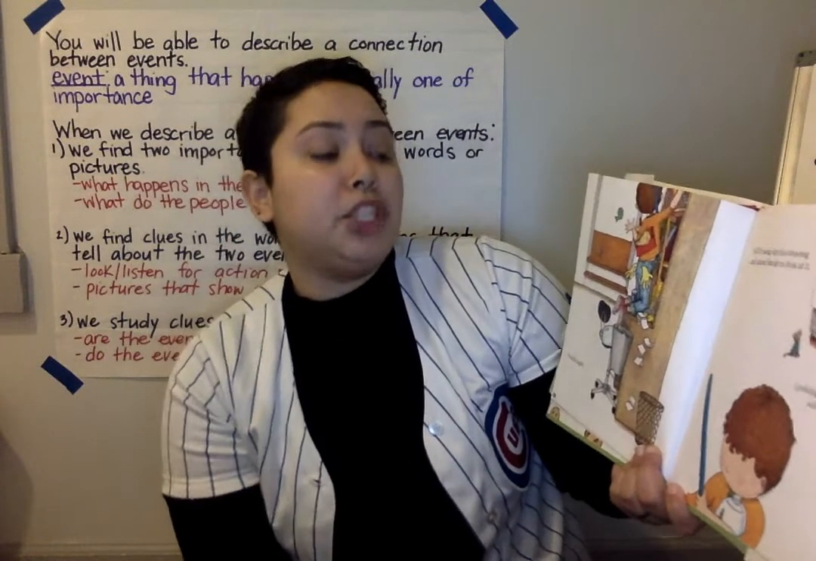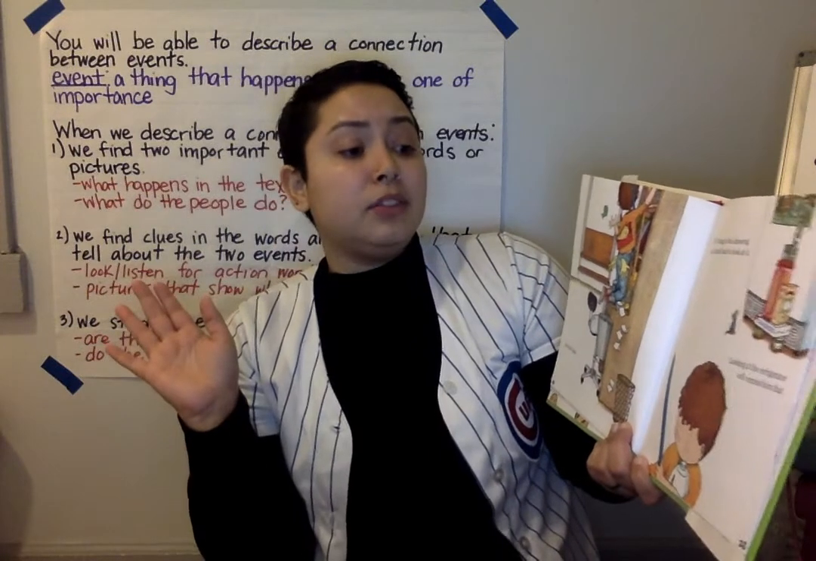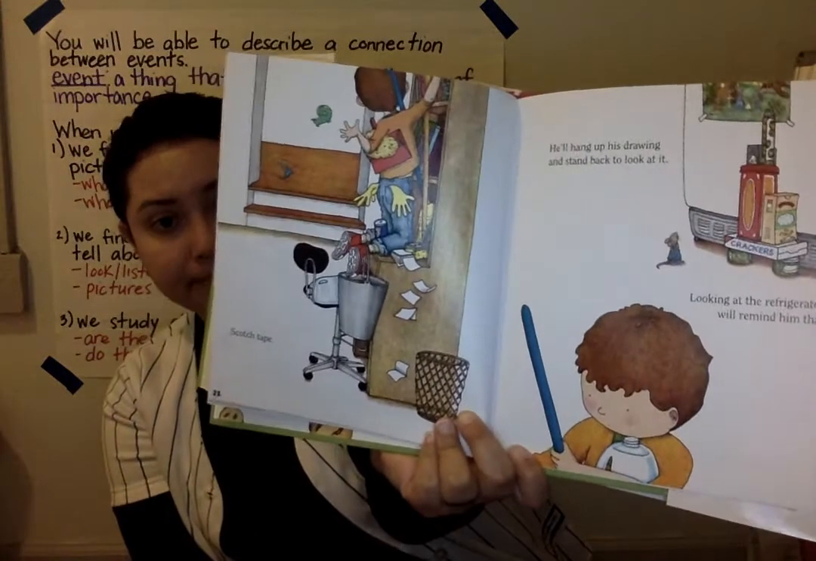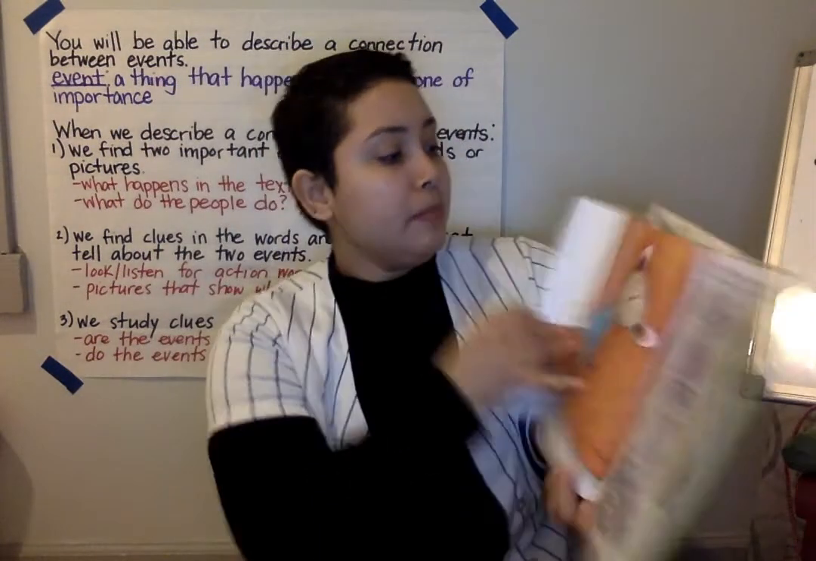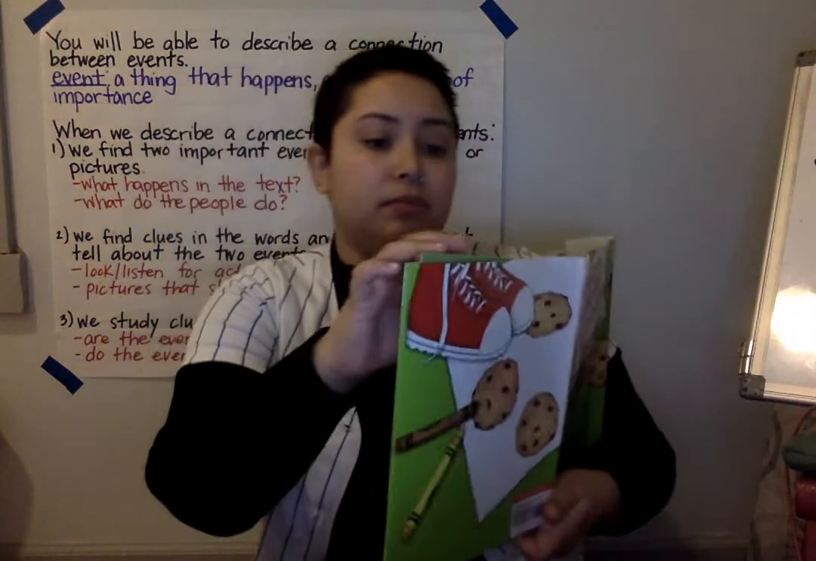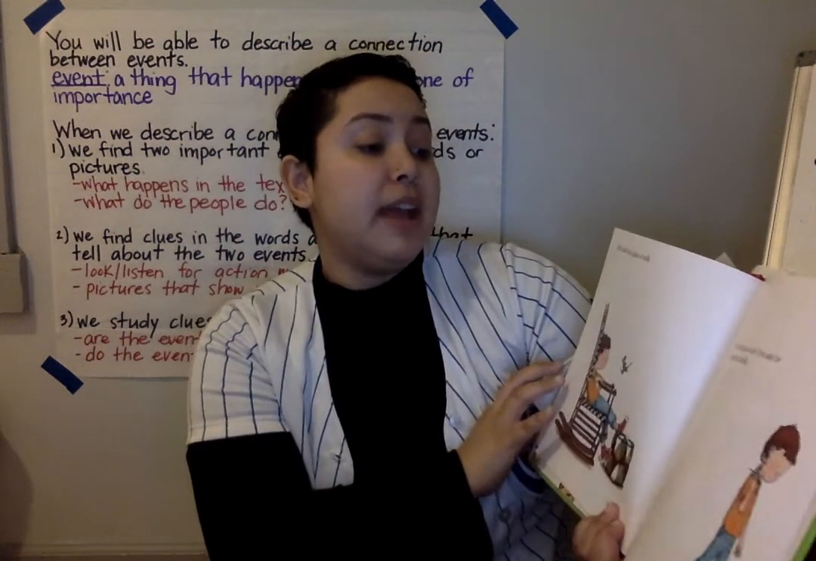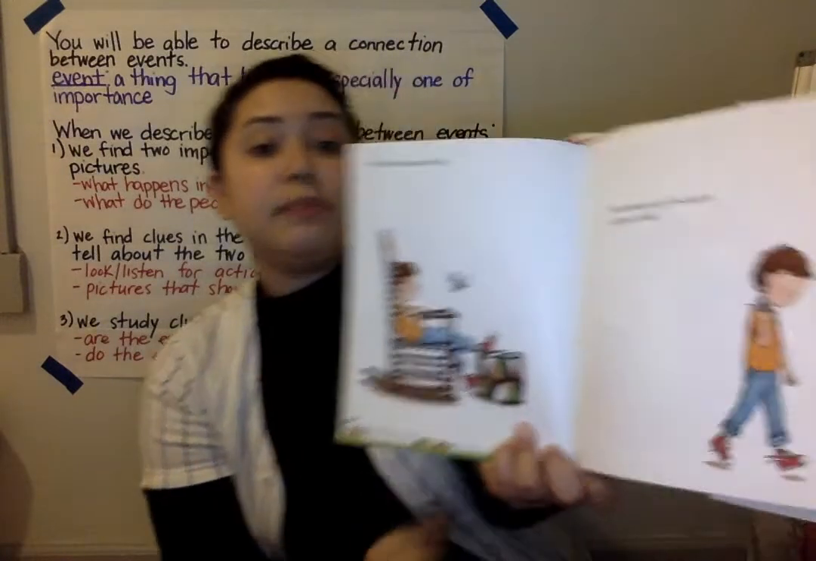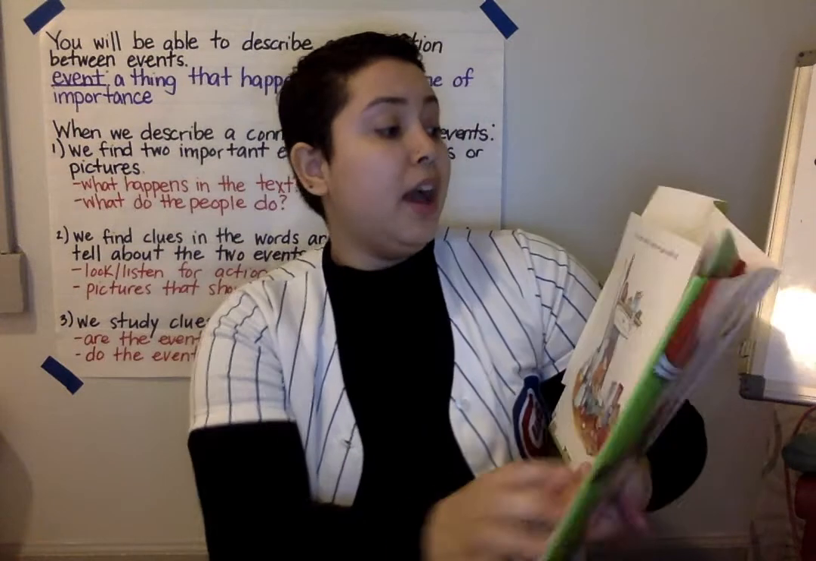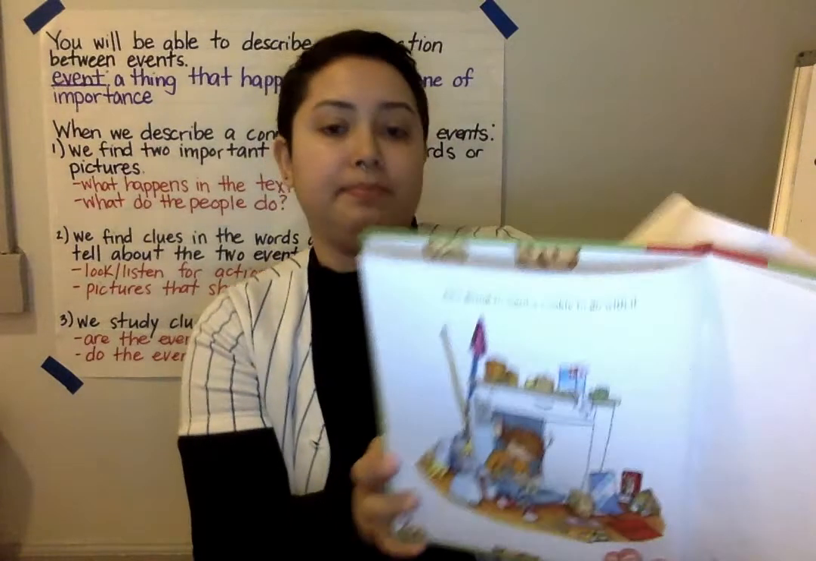He'll ask for scotch tape. He'll hang up his drawing, and he'll stand back to look at it. Looking at the refrigerator will remind him that he's thirsty. So he'll ask for a glass of milk. And chances are, if he asks for a glass of milk, he's going to want a cookie to go with it.